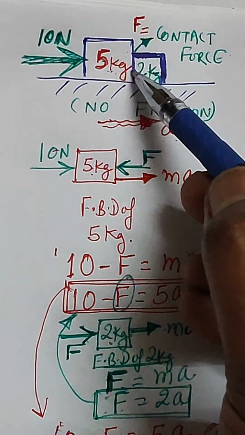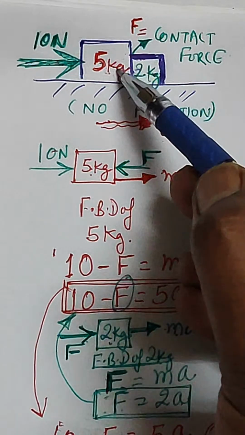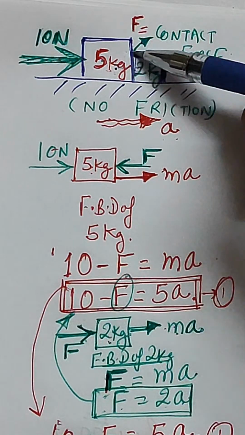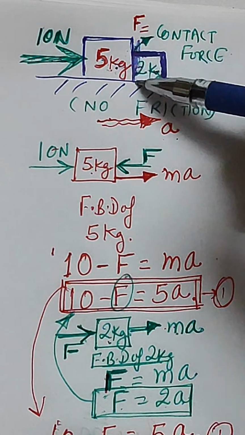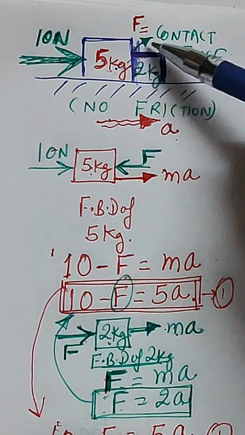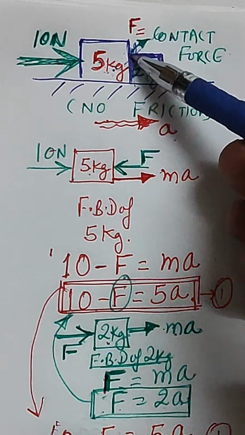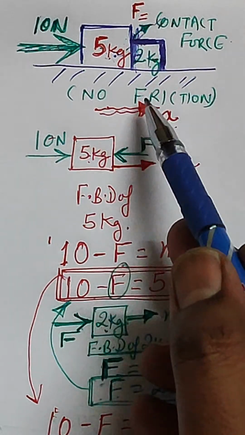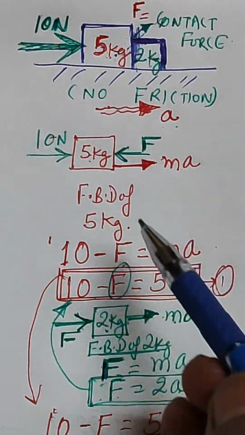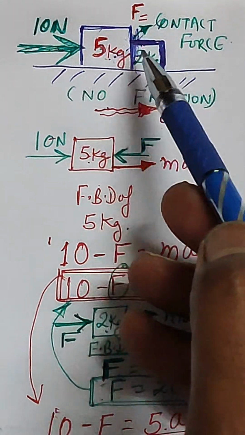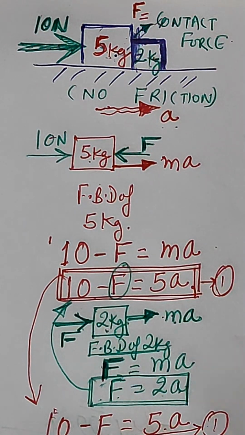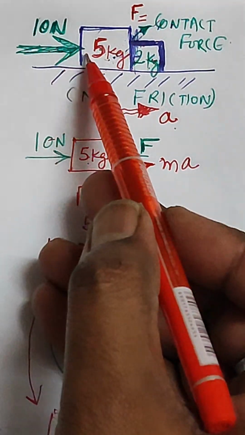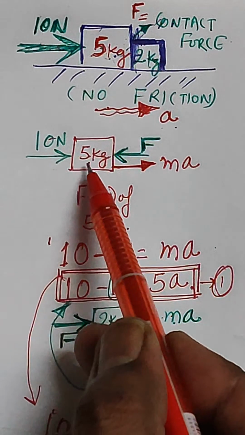So the contact force will definitely be produced when the two bodies come into contact. This is the line through which the bodies are coming into contact, so contact force will be developing over here. We need to find the value of this contact force. It's also given that there is no friction. So we draw the free body diagram of both the masses, 5 kg and 2 kg. You can see 10 Newton was acting directly on 5 kg, so that we have considered.